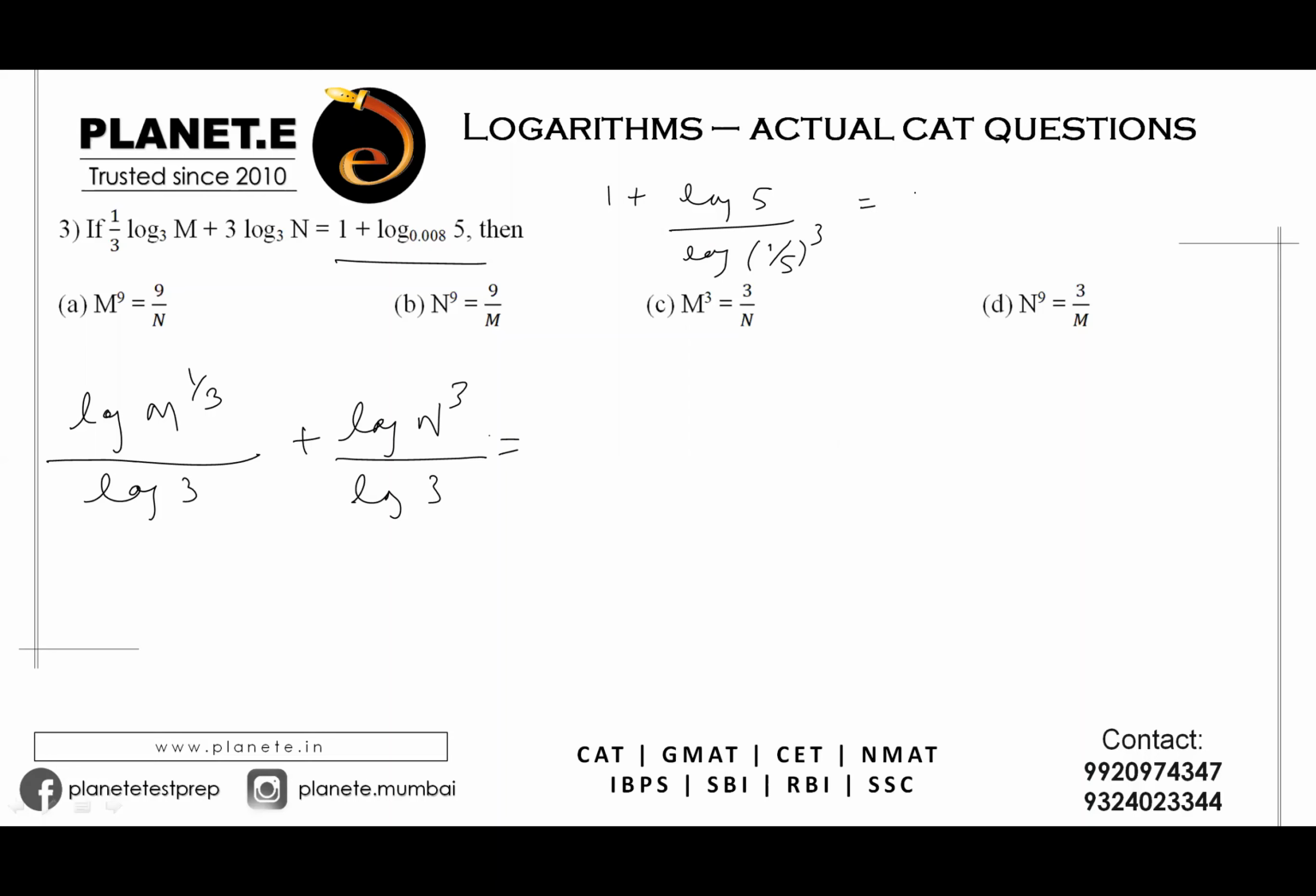So I can write this as 1 minus log 5 upon log 5 raised to the power of minus 3. I can write 1 by 5 as 5 inverse, yes or no? So log 5 minus 3 will come out again, and I will be left with 1 minus 1 by 3, which is nothing but 2 by 3. So this entire term becomes 2 by 3, right?